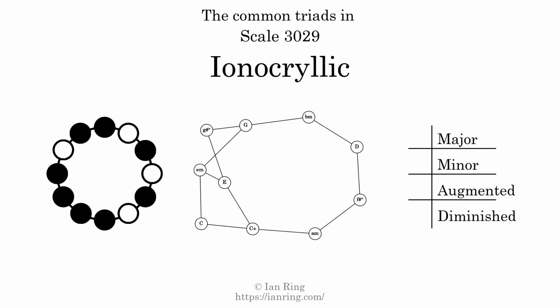The diagram in the center is a graph of parsimonious voice leading between triads. There are 4 major triads. There are 3 minor triads. There is 1 augmented triad. There are 2 diminished triads. Here is a Hamiltonian path of parsimonious voice leading that uses all the triads.